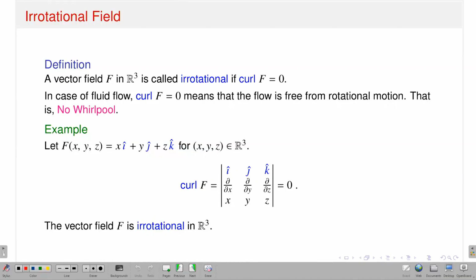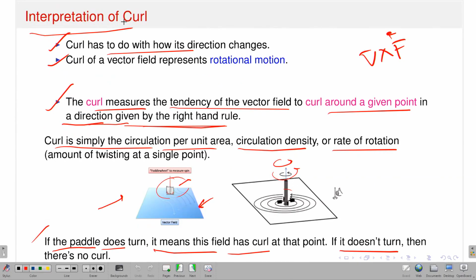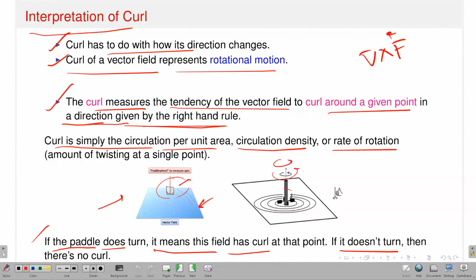Now, let me see another notion. Once I have the notion of curl of a vector field, I can talk about what is called an irrotational vector field. Earlier I said that curl of a vector field represents rotational motion. So if I have a non-zero curl, it represents rotational motion. So if I want to talk about irrotational, the curl should be 0. That is the natural thing you might think, and it is indeed the case.